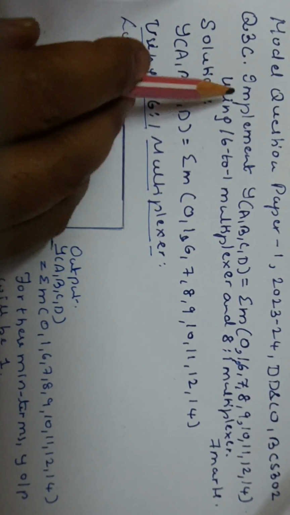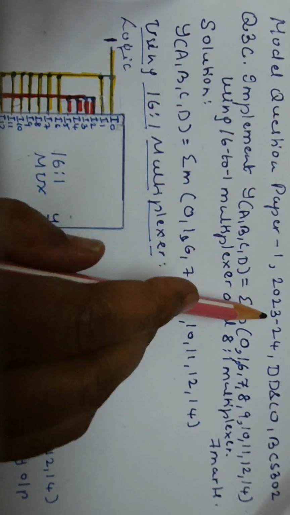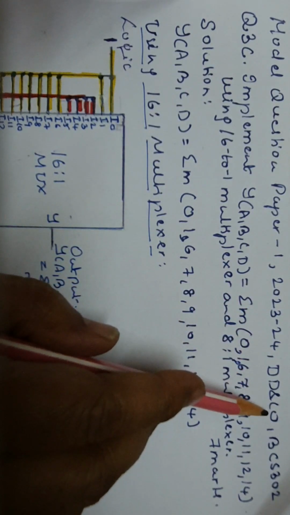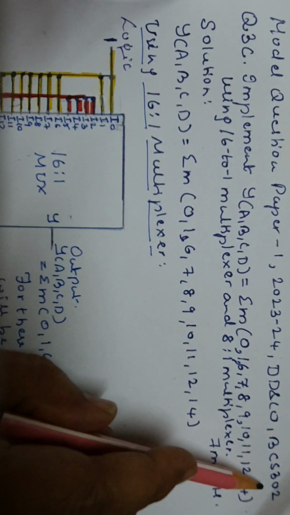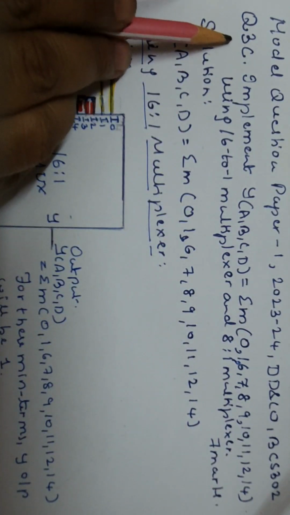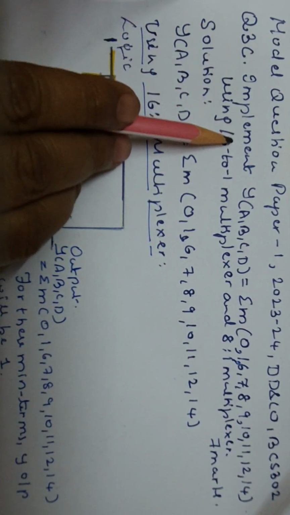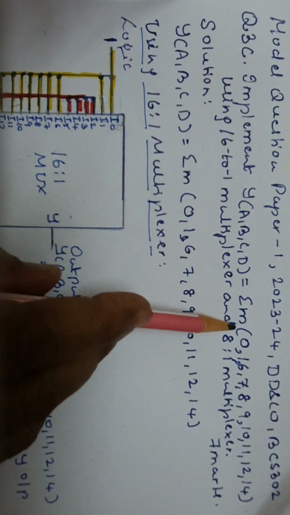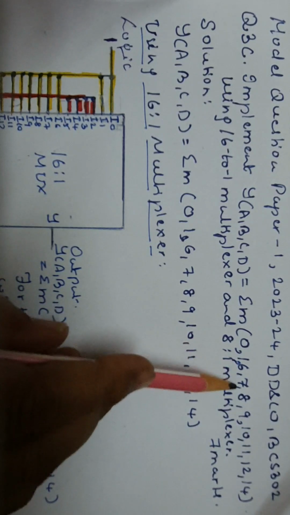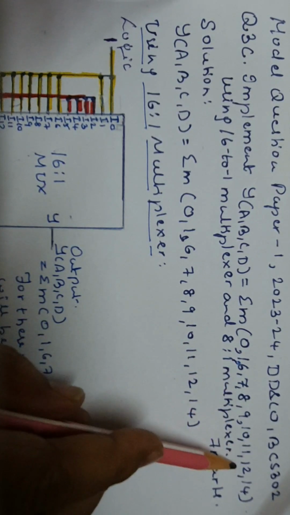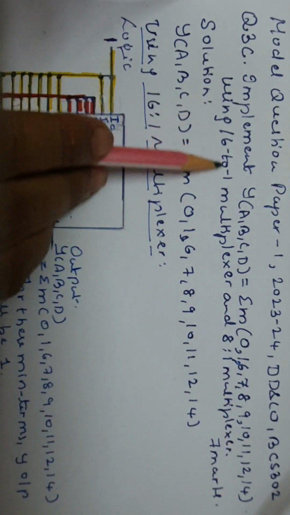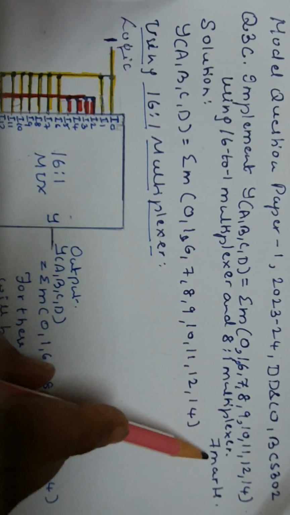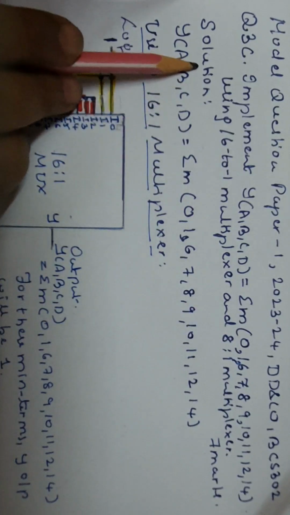Today we shall solve model question paper 1 2023-24 of the subject Digital Design and Computer Organization with subject code BCS302. In that, question number 3c, which is as follows: Implement Y of ABCD equal to sigma m of 0, 1, 6, 7, 8, 9, 10, 11, 12, 14 using 16:1 multiplexer and 8:1 multiplexer. This carries 7 marks. Solution.